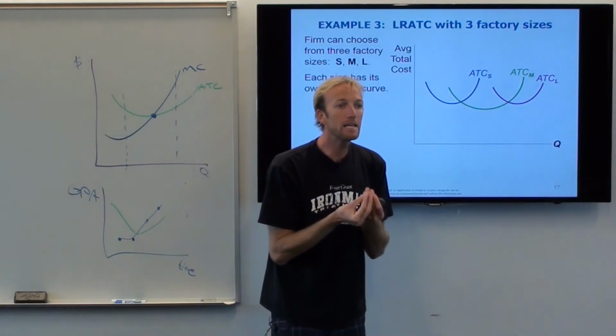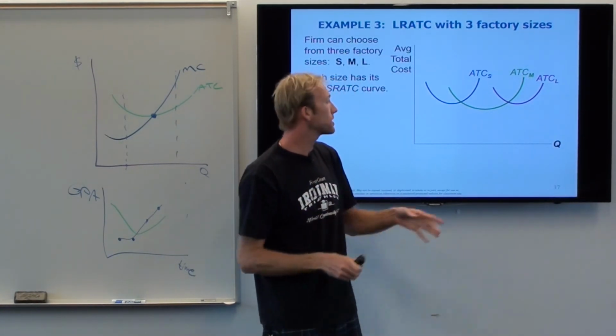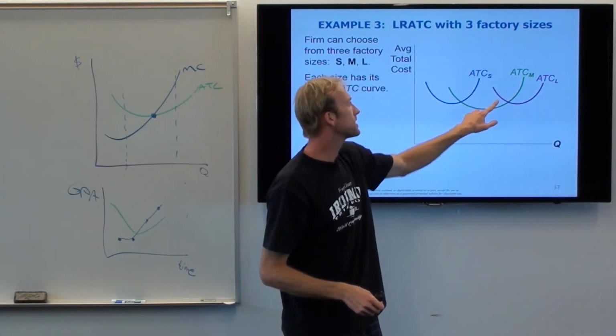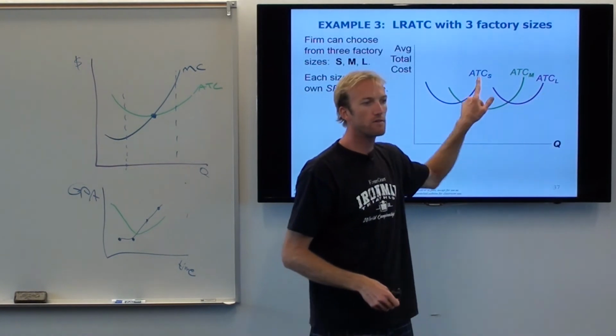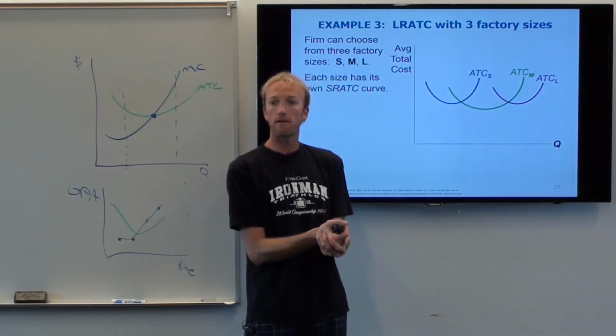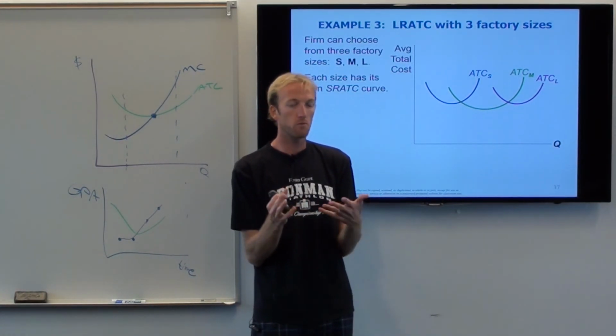Okay? At any individual point in the short run, I can't change the size of my factory. Either I'm stuck on the ATC for the small factory, I'm stuck on the ATC for the medium-sized factory, or I'm stuck on the ATC for the large factory. In the short run, I'm only stuck with the size factory that I have. Okay? And then if I want to change quantity, I just change the number of workers and stuff.